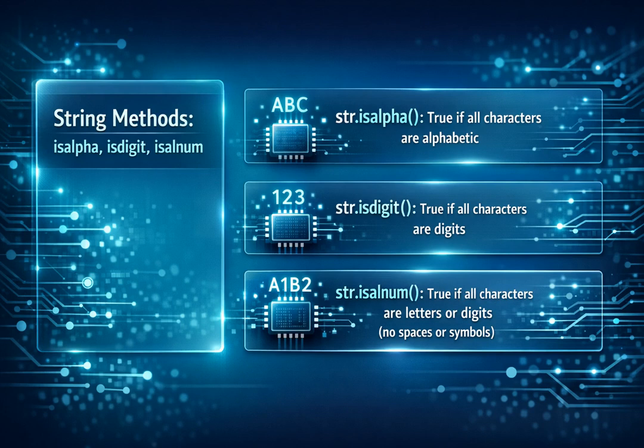Python provides useful checking methods. isalpha returns True if all characters in the string are alphabetic. isdigit returns True if all characters are numeric digits. isalnum returns True if all characters are either letters or digits, with no spaces or punctuation.